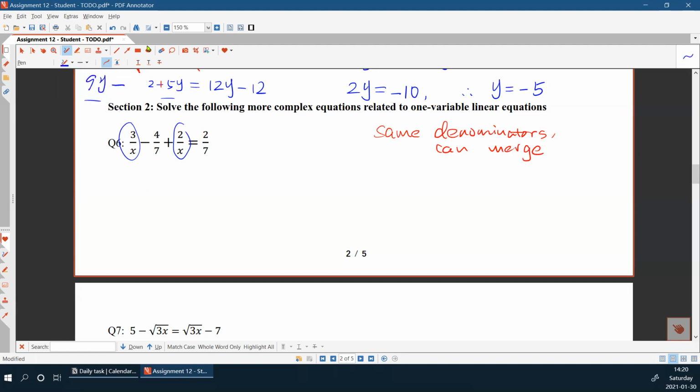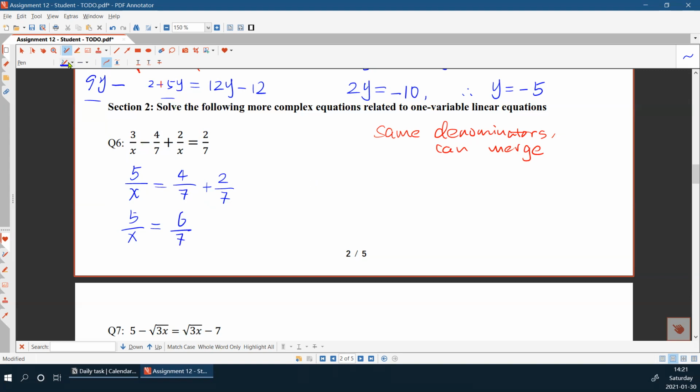Okay, this means when you have 3 over x and 2 over x, you will get 5 over x, right? And put the 4 over 7 to the right-hand side of the equation. So the minus sign becomes a positive sign, right? So this gives you 5 over x equals 6 over 7.